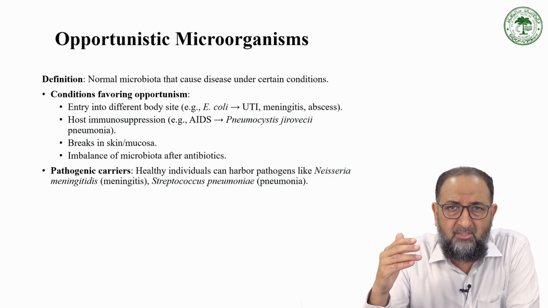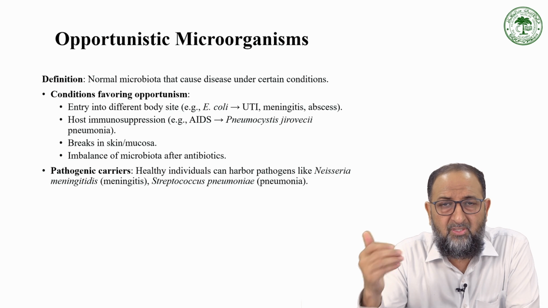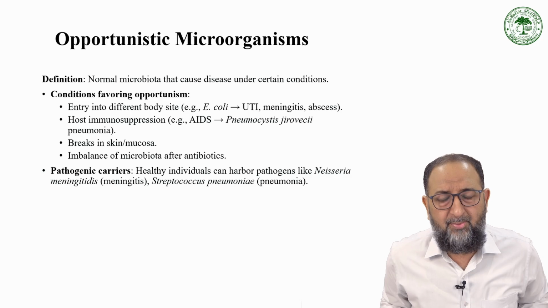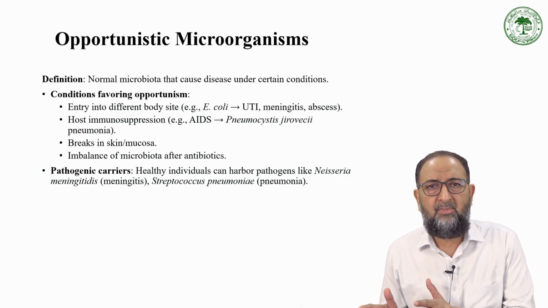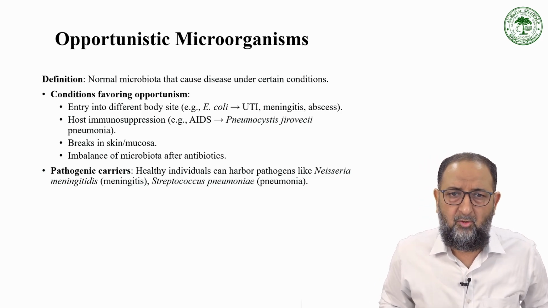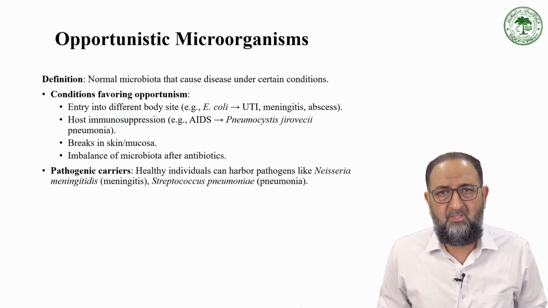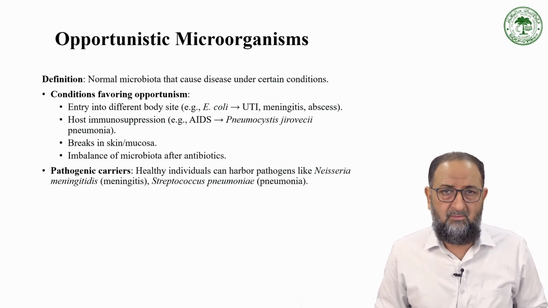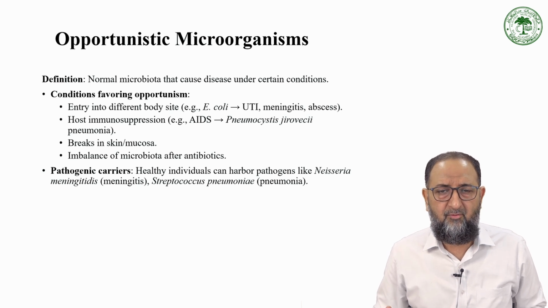Another condition is host immune suppression. Sometimes patients are in an immune suppression state, for example AIDS patients or cancer patients under chemotherapy. They are in an immunosuppressed mode, or they are immunocompromised patients. In immunocompromised patients, these beneficial microorganisms may also become pathogenic and cause disease. For example, in case of AIDS, Pneumocystis jirovecii is an opportunistic microbe which causes diseases like pneumonia and lung diseases, cough, cold and other things.